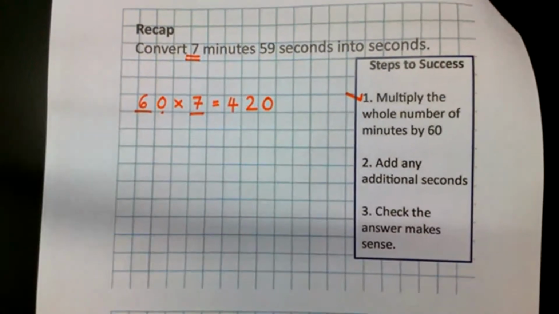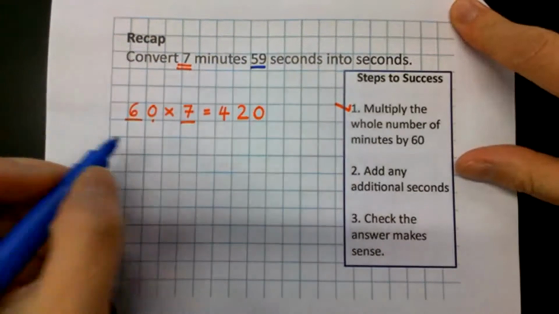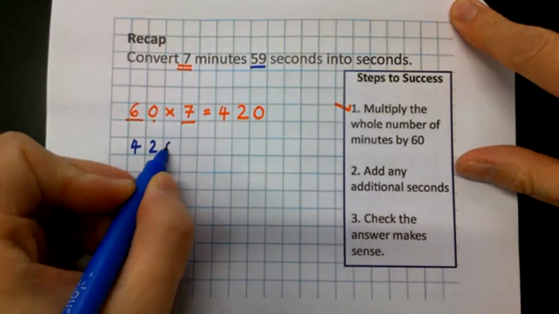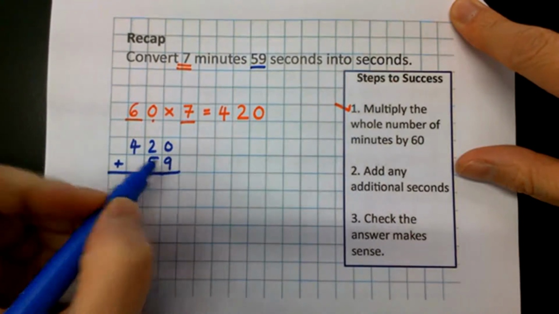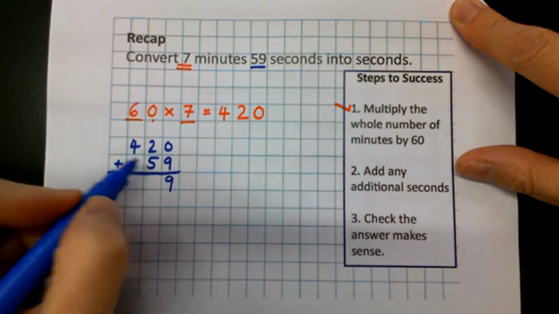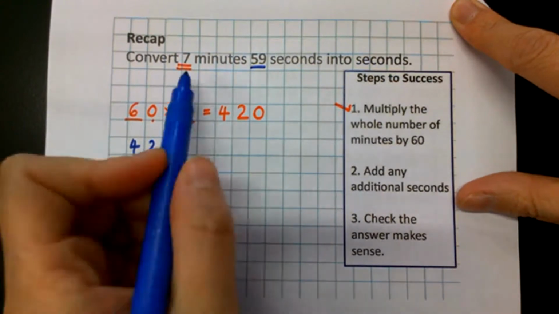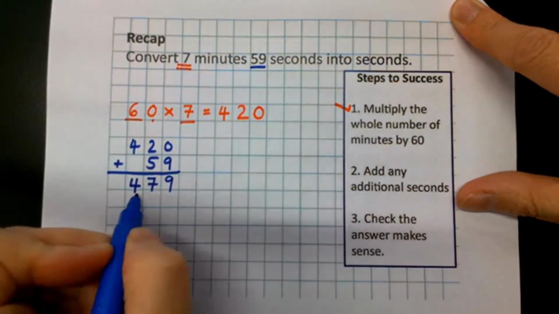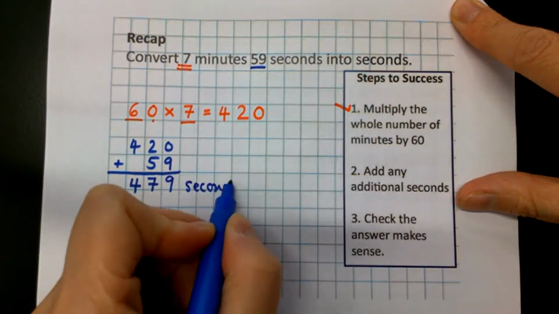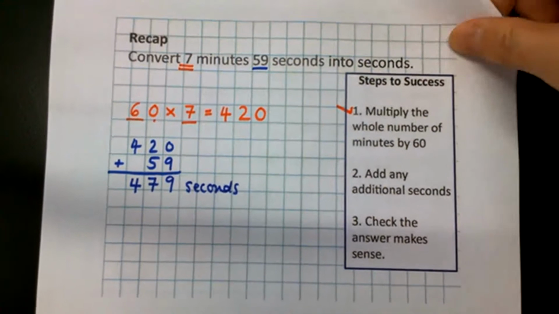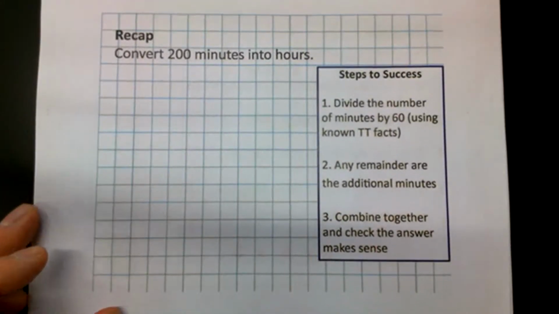Next, we're going to add any additional seconds, and remember we have 59 seconds, so 420 plus 59. 0 plus 9 equals 9, 2 plus 5 equals 7, and then we have 4. So actually 7 minutes and 59 seconds is equal to 479 seconds. Great. Now we're going to go over to our next one.